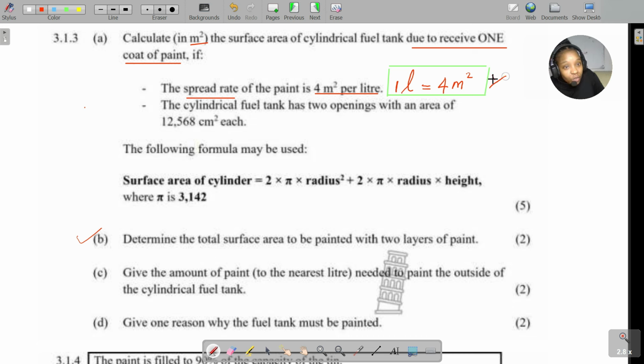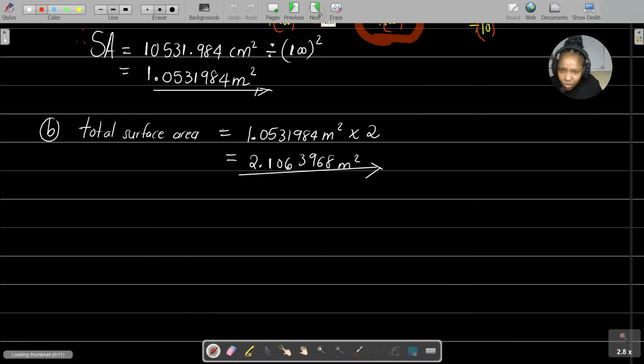So we're going to go back to the statement that is given to us here that's telling us about the spread rate of this paint. We're given a particular paint, and if you've got 1 liter of this paint, that 1 liter of that paint is capable of painting an area of 4 meters squared. Let's write down that equation.